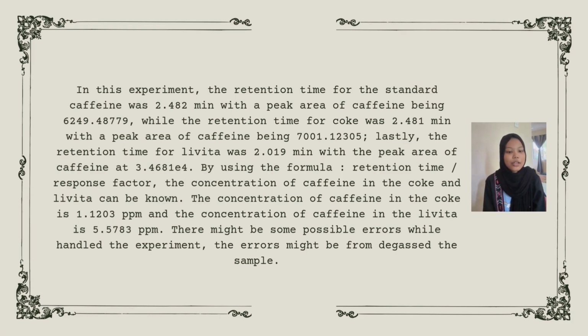By using the formula peak area over response factor, the concentration of caffeine in the Coke and Levita can be known. The concentration of caffeine in the Coke is 1.1203 ppm, and the concentration of caffeine in the Levita is 5.5783 ppm. There might be some possible errors while handling the experiment. The error might be from the gases in the sample.